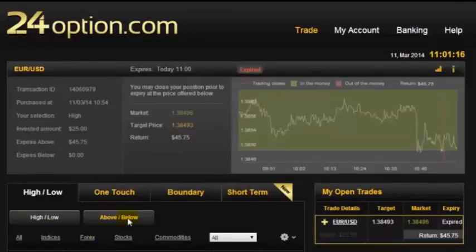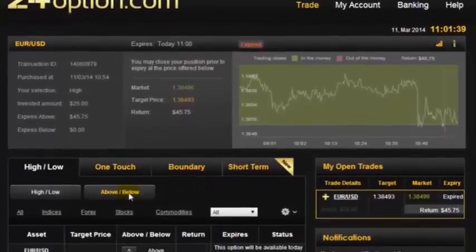Different platforms will offer different possibilities, and the platform you can see here is called 24 Option. It is probably one of the biggest platforms for binary options trading, which really has a lot of traders from all over the world, and it's considered to be one of the best brokers to trade binary options. And they offer a lot of trading possibilities.